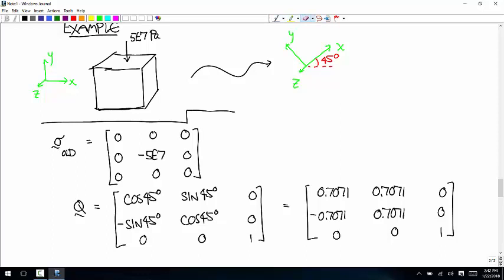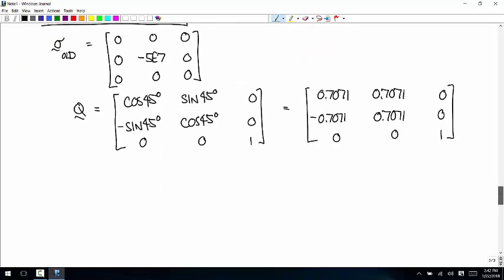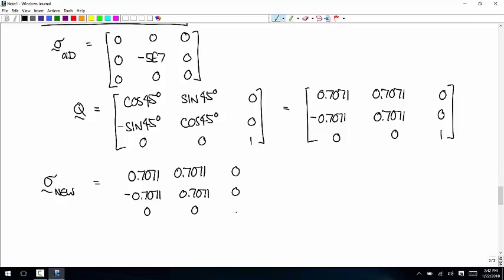And then in that new coordinate system, the stress tensor is equal to this. That's the rotation matrix, times the old stress tensor.